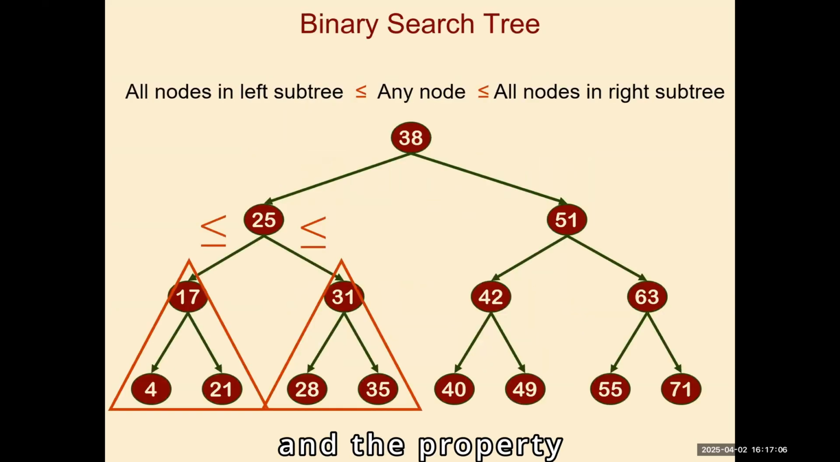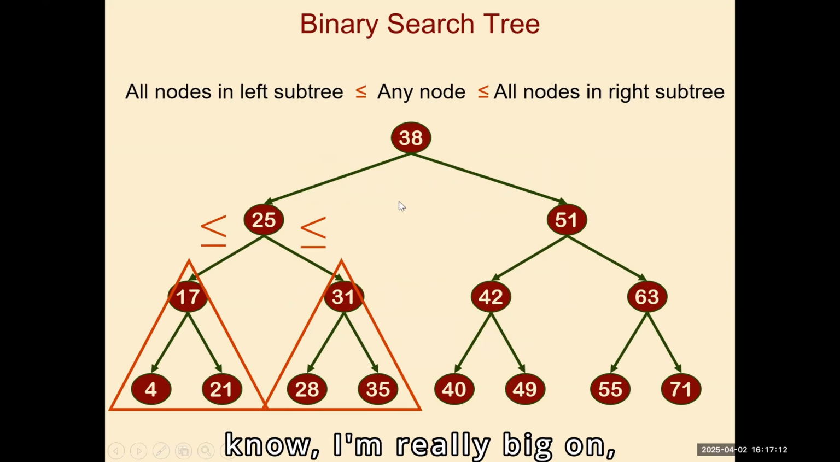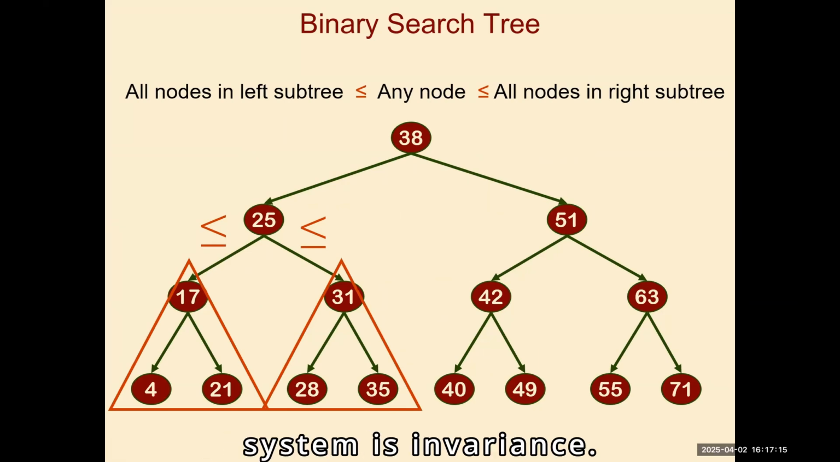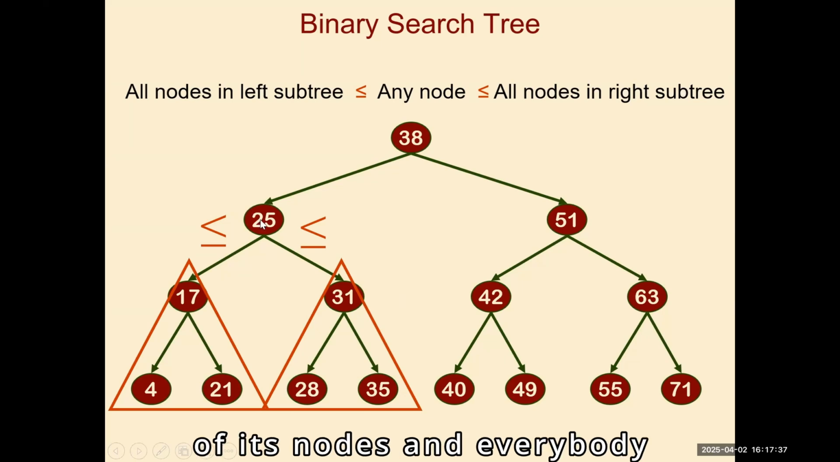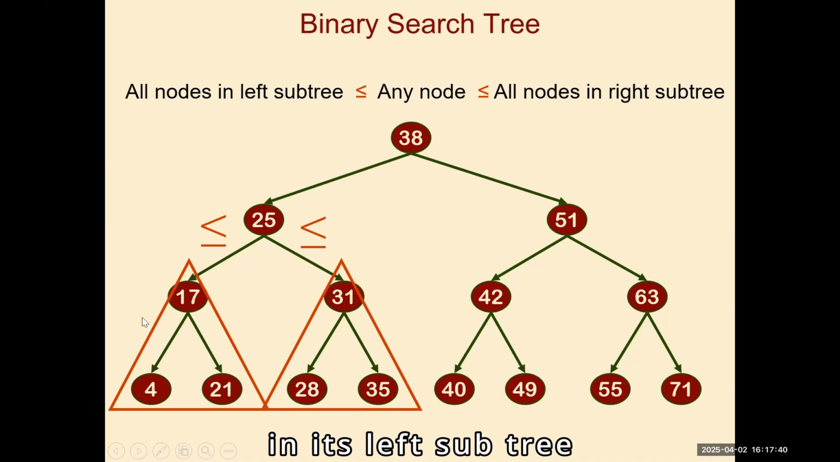And the property is that I'm really big on loop invariance and systems invariance. So I really think that's the first place to learn any of these things. What are their invariants? All right? You should just know the invariants. And what's the invariant of a binary search tree? You should just know that it's a binary tree with the property that you take any of its nodes and everybody in its left subtree is smaller or equal, and everybody in its right subtree is bigger or equal.